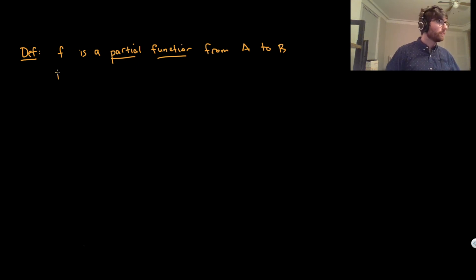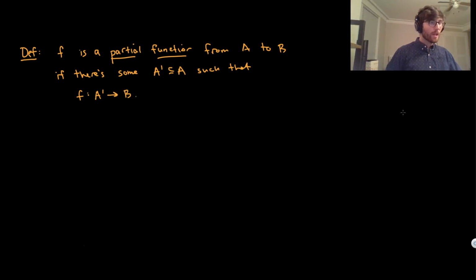So if there's some subset A prime such that f is actually a function from A prime into B. And the way that we might denote that, we might denote this f is a partial function from A to B. We'll write the right arrow, but with only the top hook, I guess.